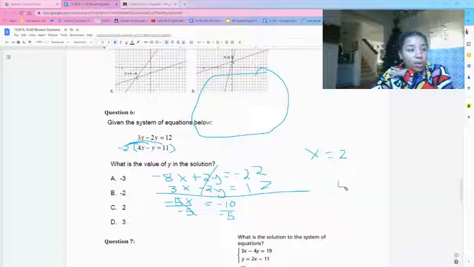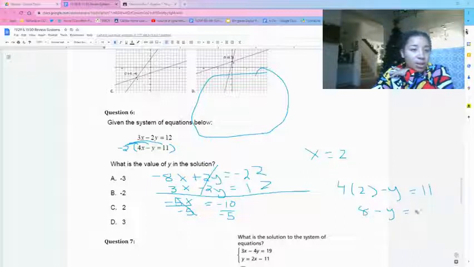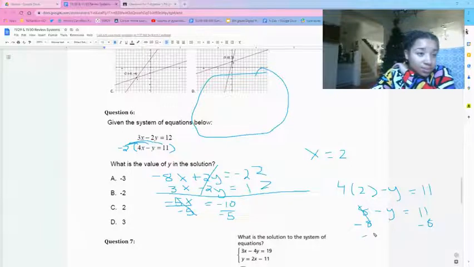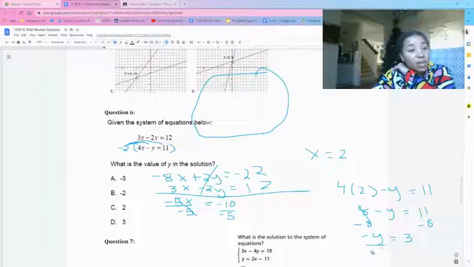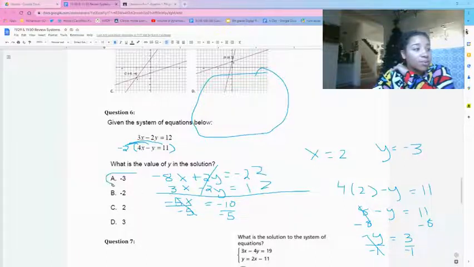Okay, so we're going to have 4 times 2 minus y equals 11. This would be 8 minus y equals 11. Subtract 8 from both sides, and we get -y equals 3. But then it's negative, and I've got to divide both sides by -1. And then y equals -3. So your answer would be A.